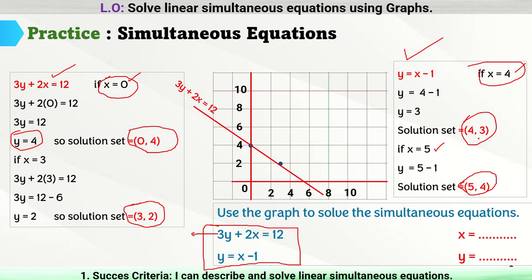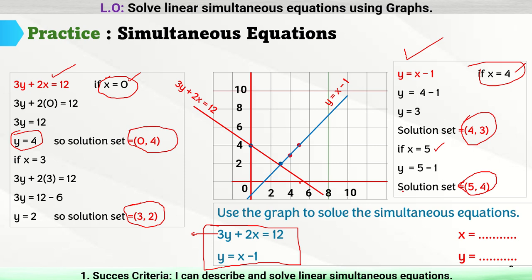Okay, so our first set is 4, 3. 4 is x, 3 is y, so it will be this point. And the second set is 5 and 4. So 5 is x, which is around here, and 4 is y. Now this is my second line.